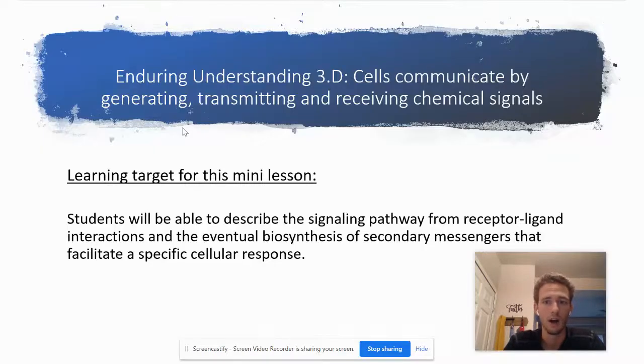But we'll specifically be highlighting the secondary messenger synthesis and what those chemical signaling molecules do for the body. So this is part of the AP Biology Standard 3D, that cells communicate by generating, transmitting, and receiving chemical signals. The primary learning target will be that students will be able to describe the signaling pathway from specific receptor-ligand interactions and the eventual biosynthesis of secondary messengers that then eventually facilitate a specific cellular response.